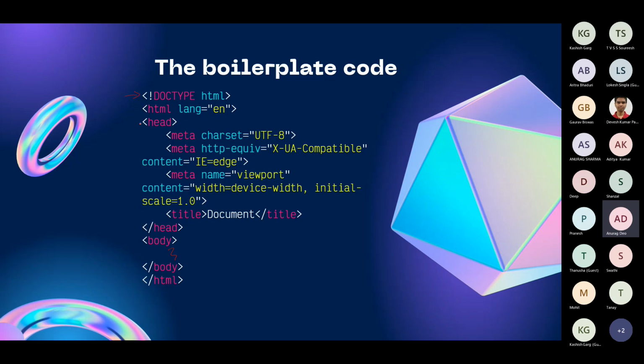Then comes the head tag. The head tag contains first a meta tag, which denotes that the charset is UTF-8. That means the encoding is UTF-8 encoding. This meta tag is optional. This basically tries to provide compatibility with older browsers. If you are using Internet Explorer or maybe a very old browser, then your website will render properly in that also. Then this meta tag is very important because it sets the width of the website to the device width.